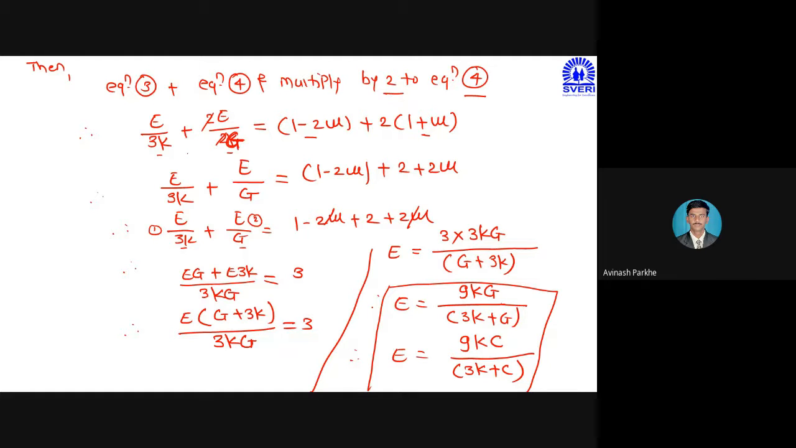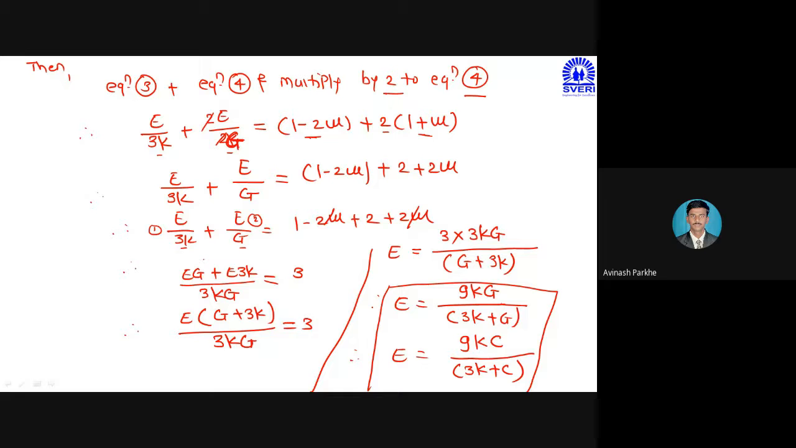So here at the left side we have done addition, we have multiplied by 2. Similarly at the right side we have added equation 3, we have added equation number 4, and we have multiplied. Now here this 2 will get cancelled. Here you will get some another term. Then in the next step, this minus 2 mu plus 2 mu will get cancelled. Then at the left side, what we have done?